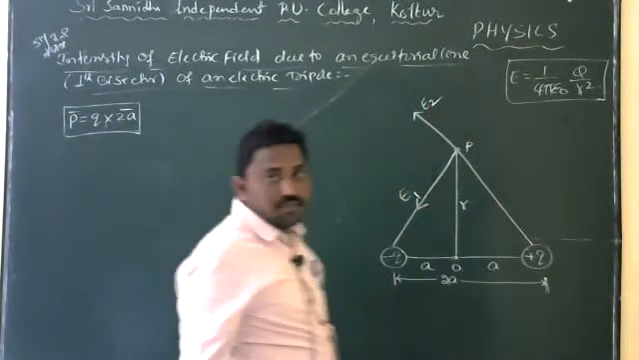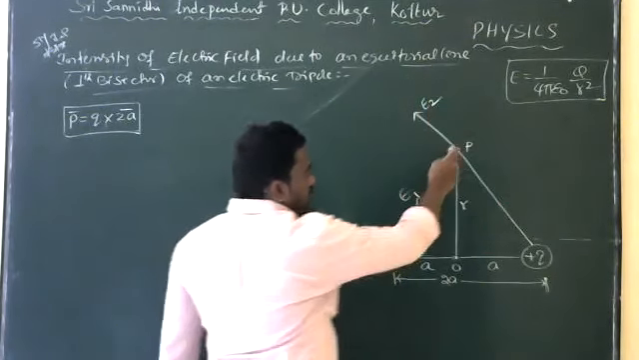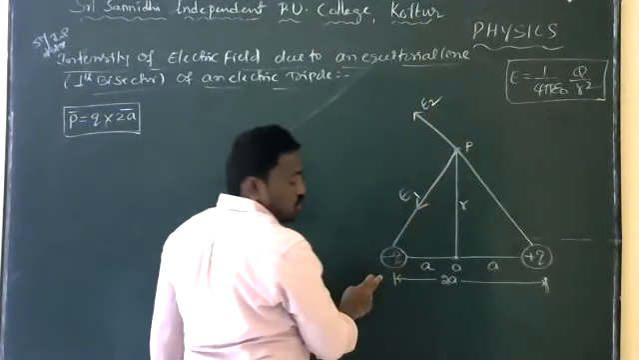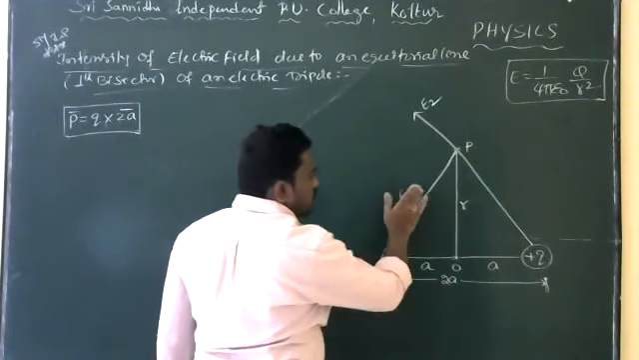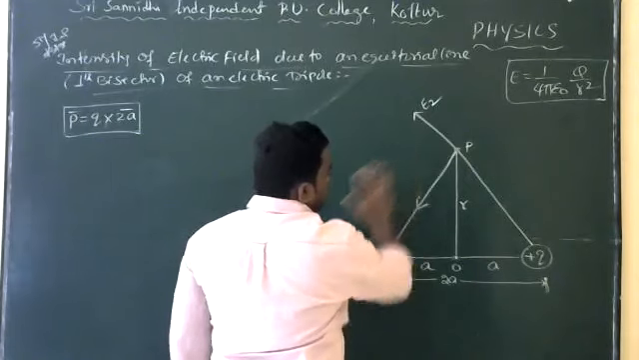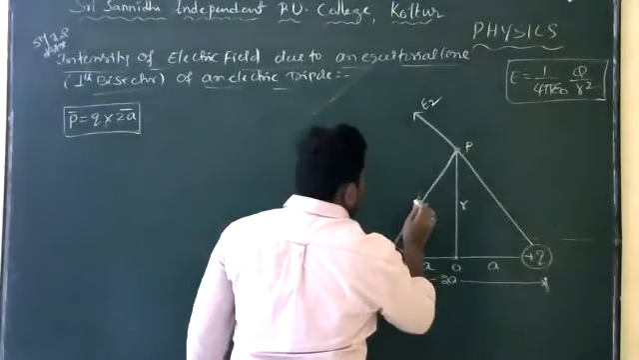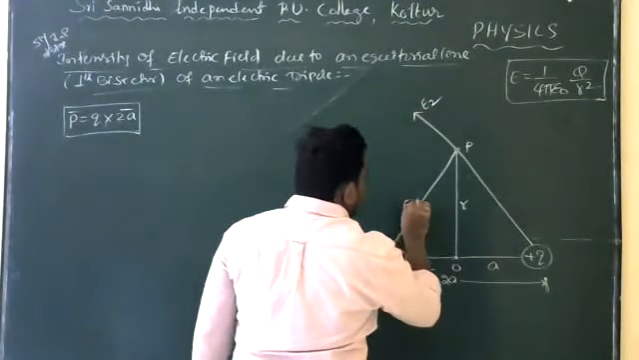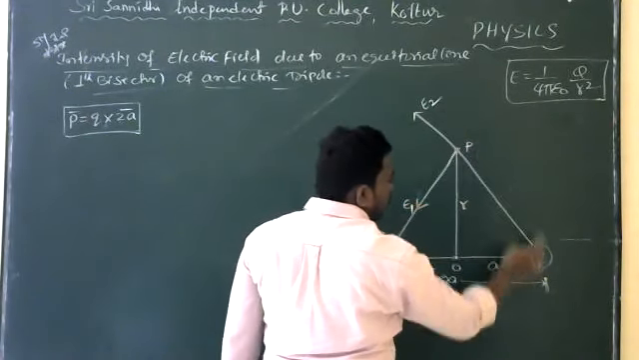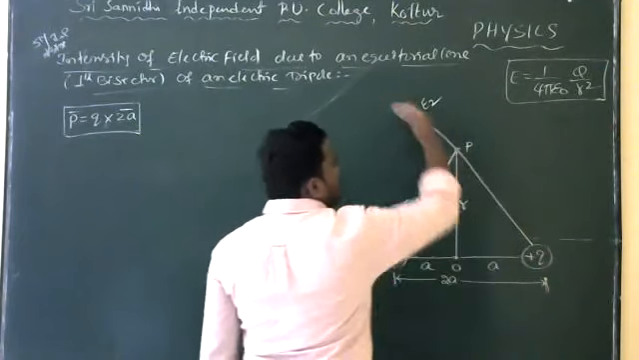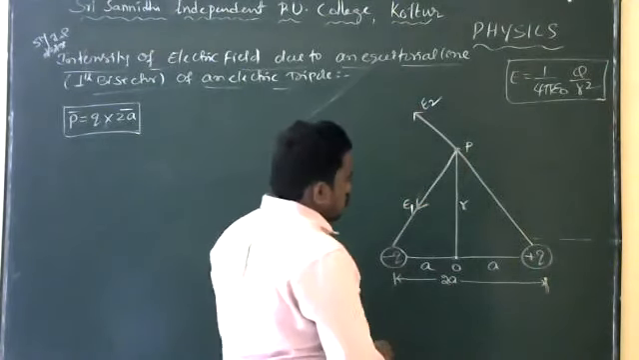Is it clear? The intensity of the electric field at point P due to the minus q charge is E1. Next, the intensity of the electric field at point P due to the positive charge is away from the positive charge. Is it clear?